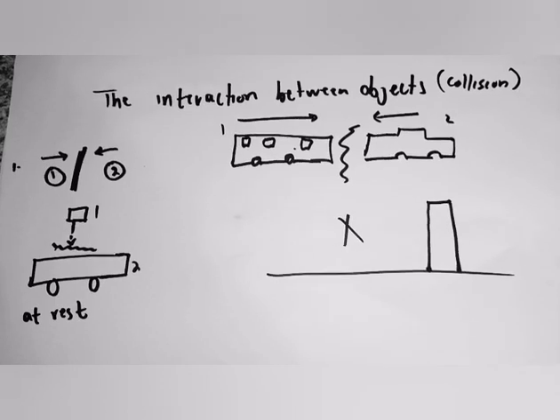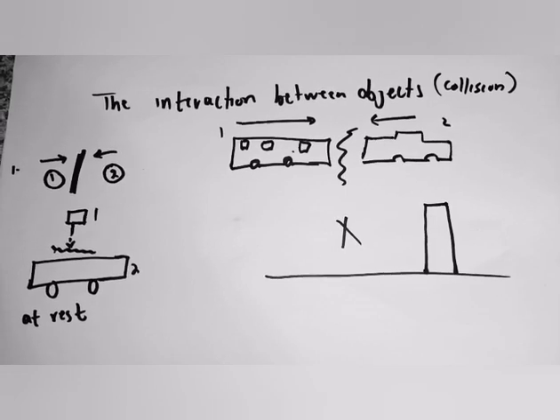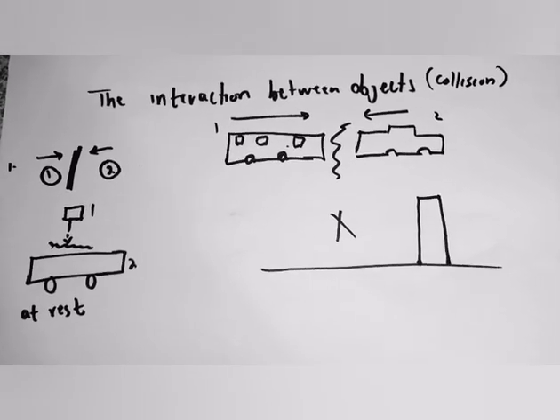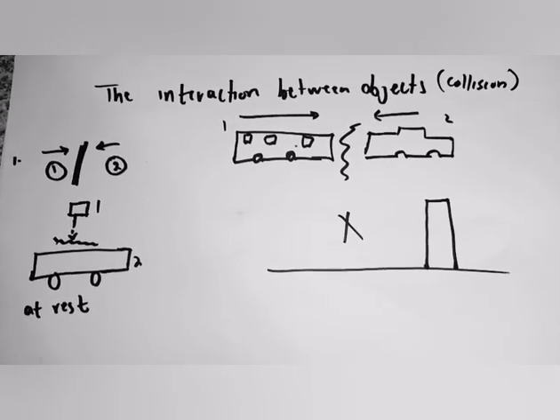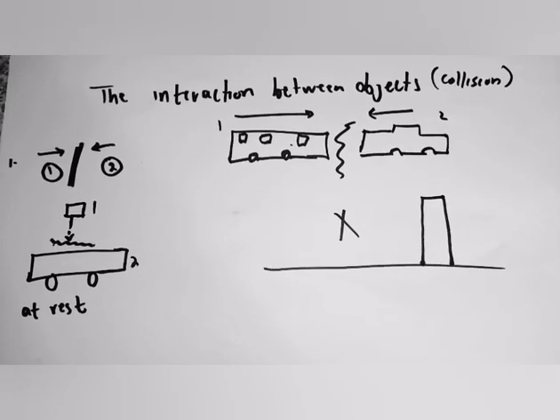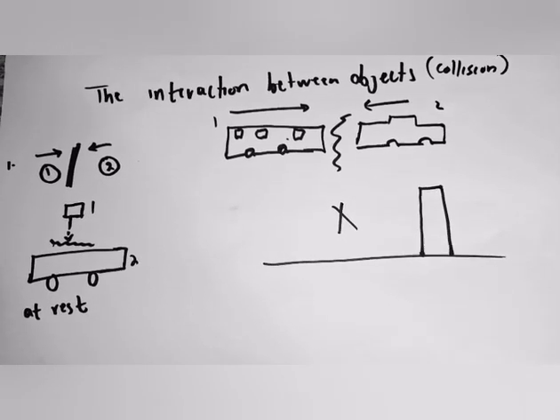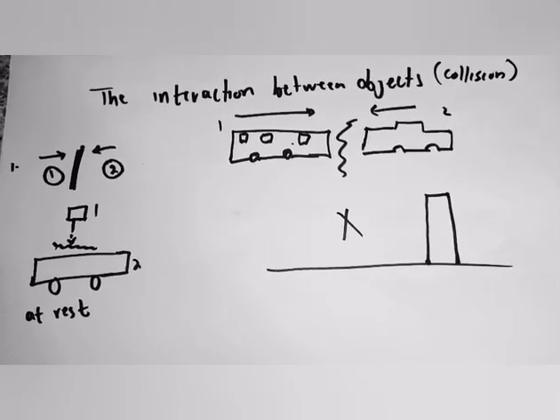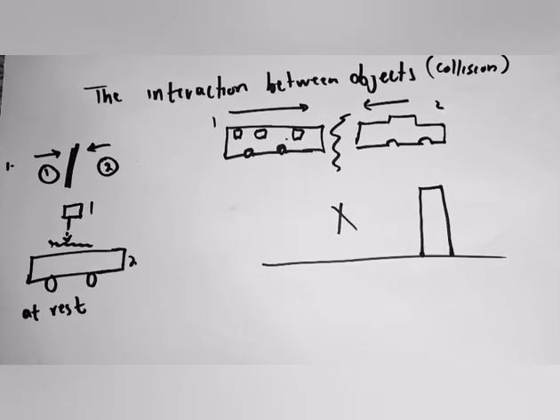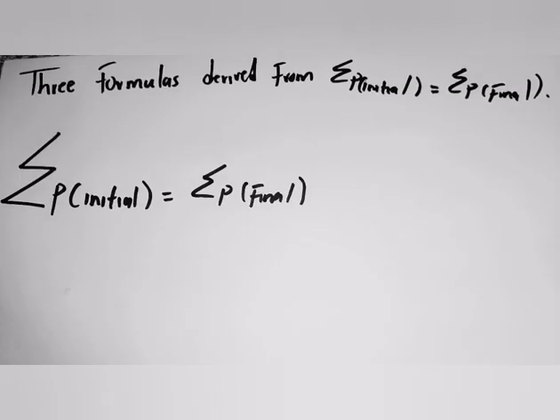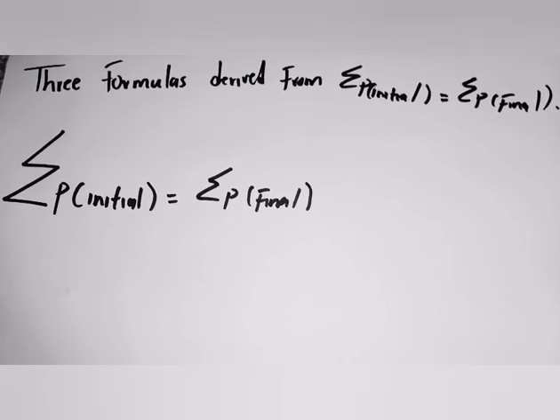But the most important thing for you guys to know is that the principle of conservation of linear momentum takes place when two objects interact. Here I was showing you examples or scenarios of objects interacting or colliding with one another. The principle of conservation of linear momentum cannot result if there's one object, but it results when there are two objects colliding. Alright, there are three formulas derived from sigma p initial equal to sigma p final.